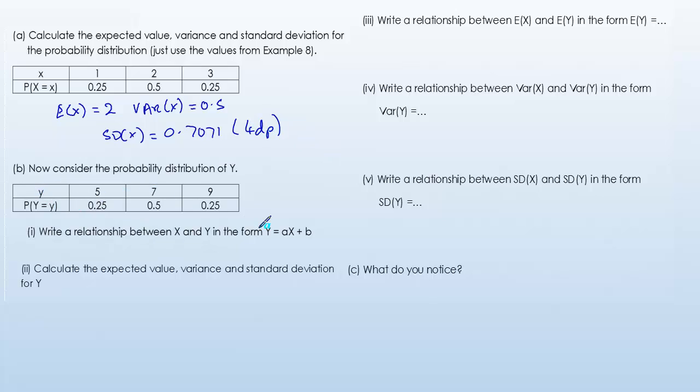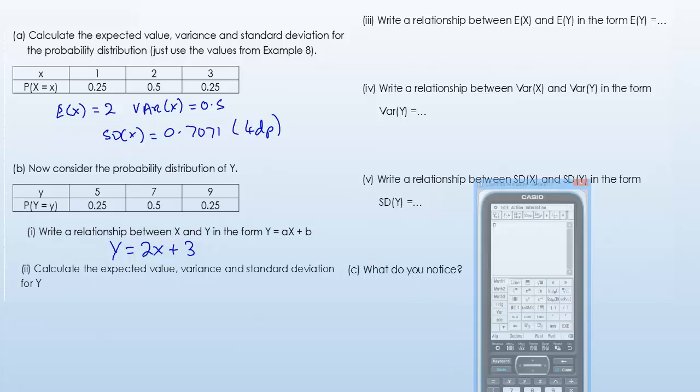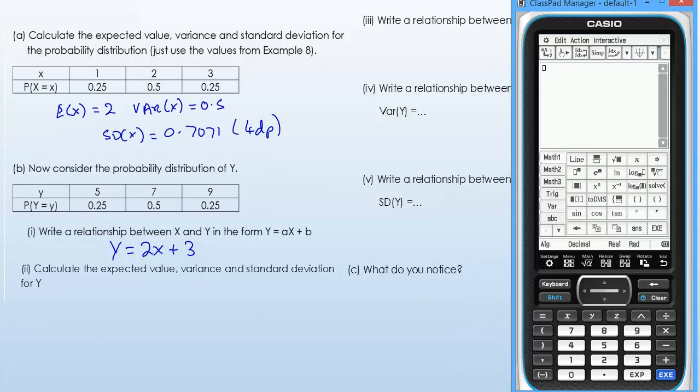Now consider the probability distribution of y. So we want a relationship between x and y in the form y equals ax plus b. It doesn't take too long looking at this to see that that is 2x add 3. So 2 times 3 is 6, add 3 is 9, 2 times 2 is 4, add 3 is 7, and so on. We want to calculate the expected value, variance and standard deviation for y. So we might need to calculate that.